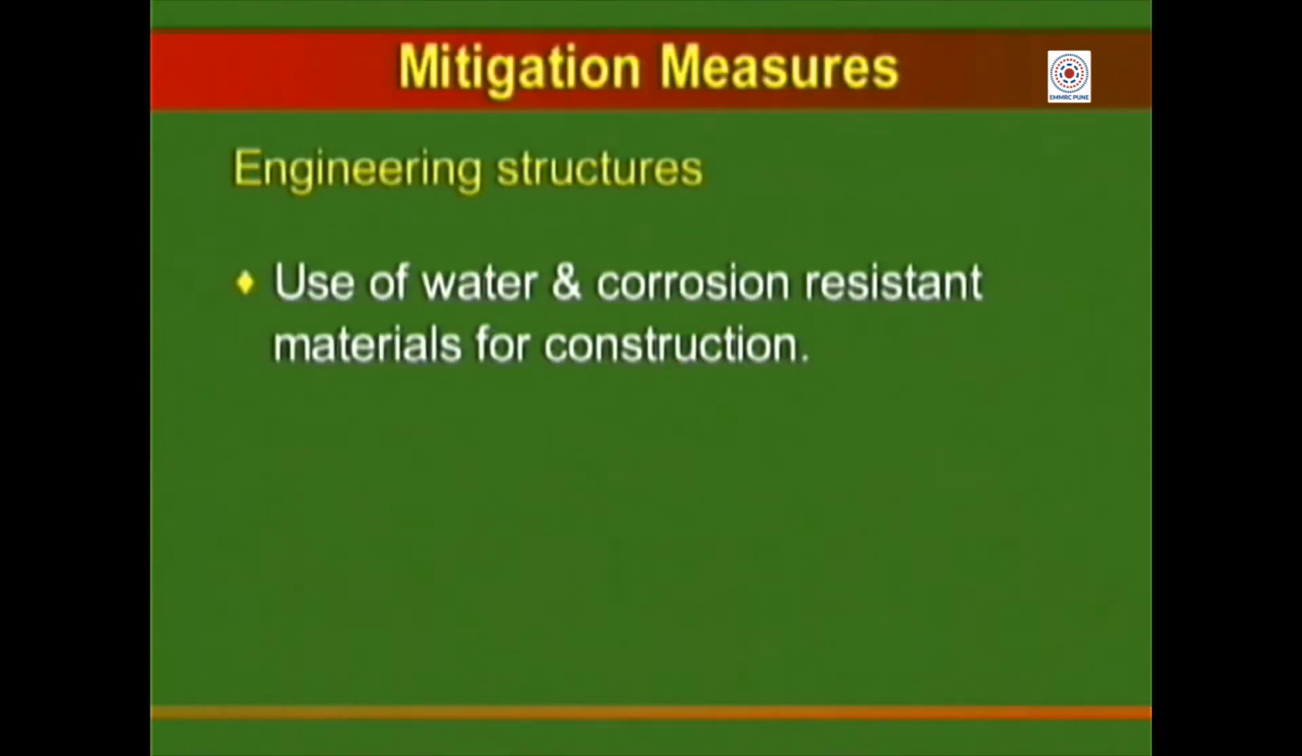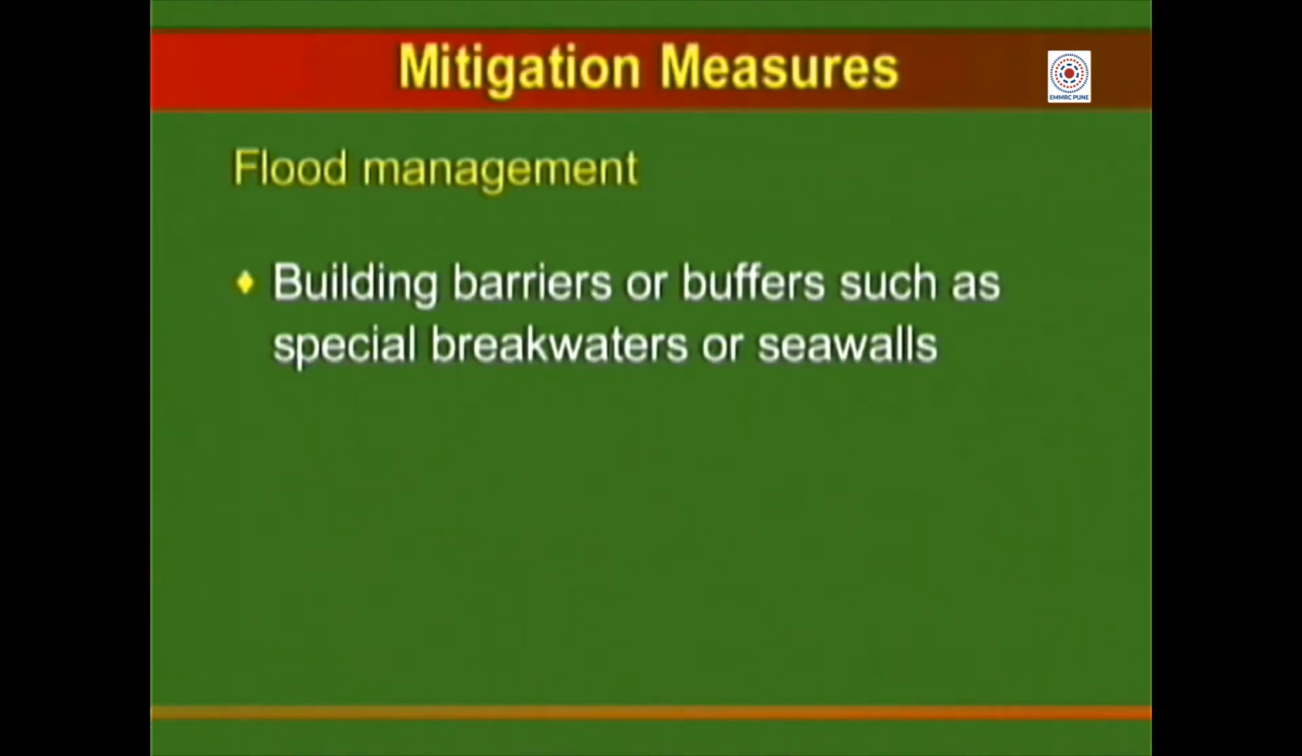Use of water and corrosive resistant material for construction, because once the tsunami waves are coming, they are coming with high velocity, and if the houses are not made with corrosive resistant steel, then the structure will be weaker and it will be impacted badly by the tsunami waves. Flood management, because tsunami also comes with floods, so that also we need to take into account, and all flood resistant technology must be included in that particular affected or prone area.